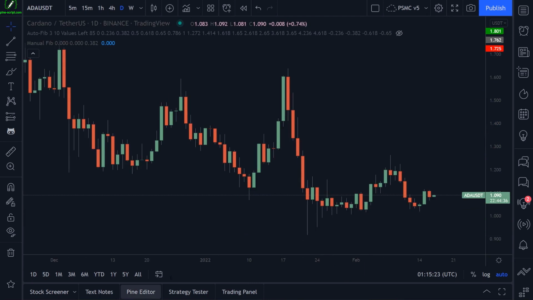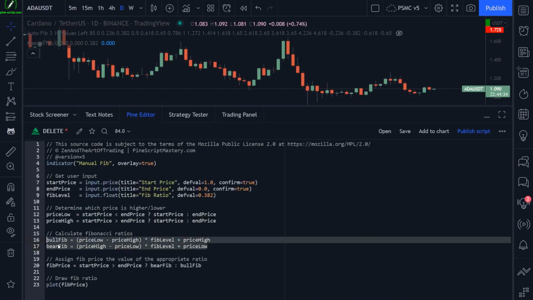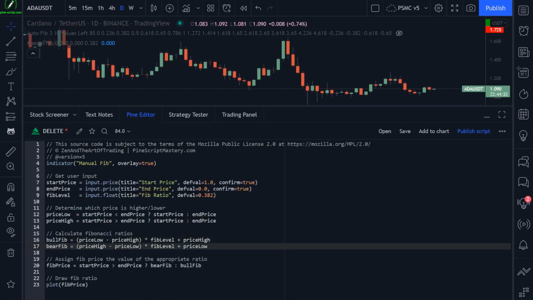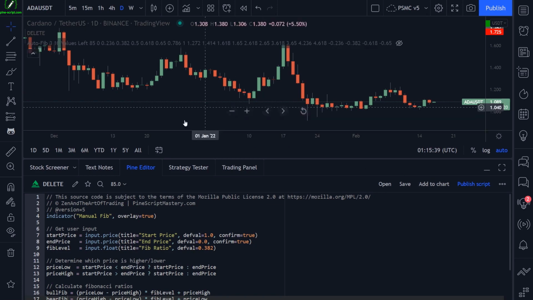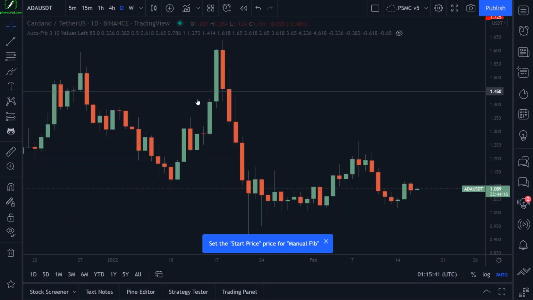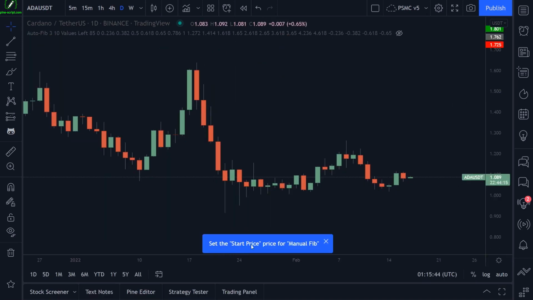So I've written my code to separate these two Fibonacci levels, and then we can determine which one we want to draw based on whether the starting price that we click is higher or lower. So I'll show you what I mean. When I remove the script, I'll save my code and go back to the chart. If I minimize the editor and zoom in a little bit here, I now need to select the start price for the manual Fibonacci.